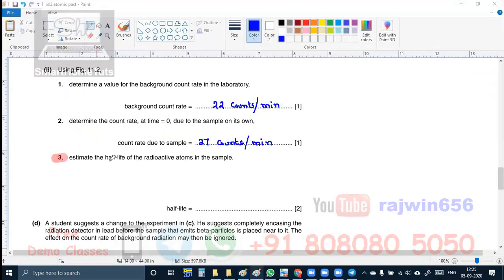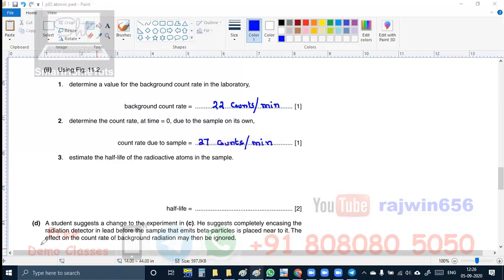See the third part of the question. Estimate the half-life of the radioactive atoms in the sample. So from this graph, we are supposed to find the half-life. Now, in the beginning, how much is the count rate only due to the radioactive substance? 27. This is the count rate in the beginning, due to the radioactive substance only.